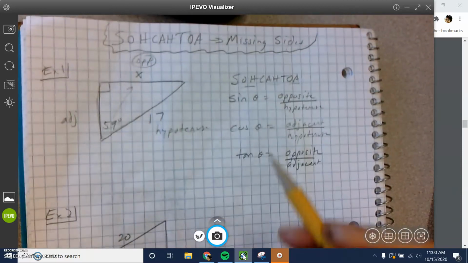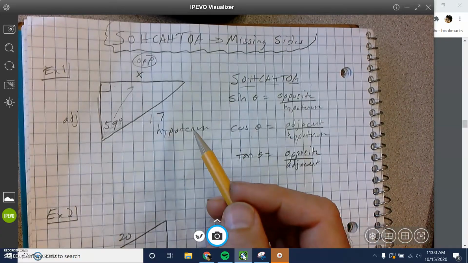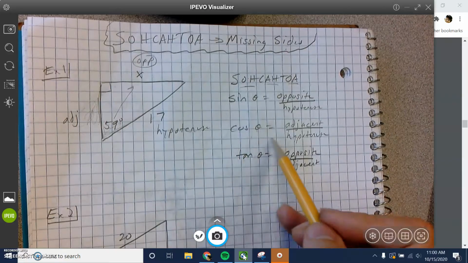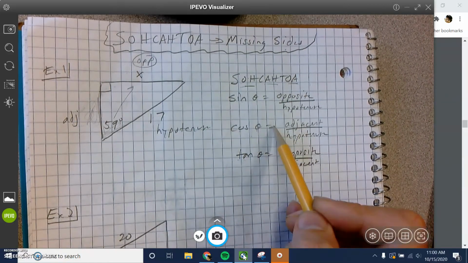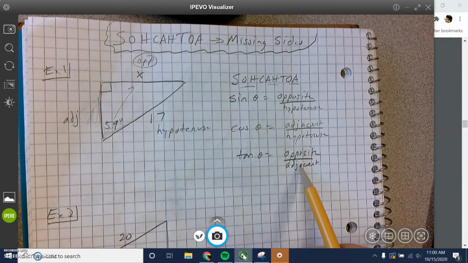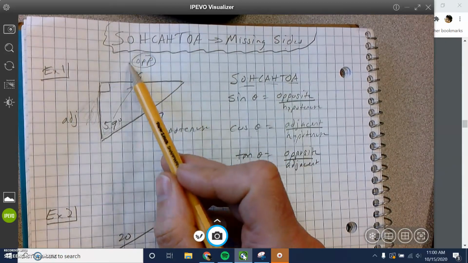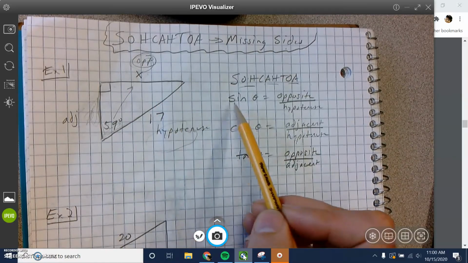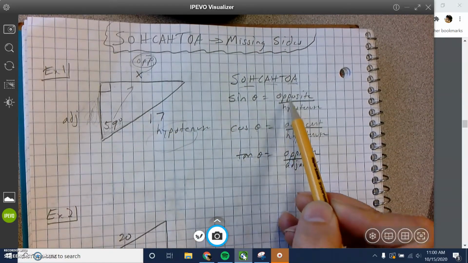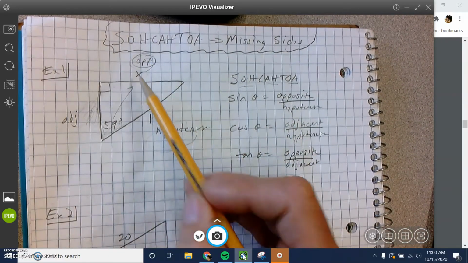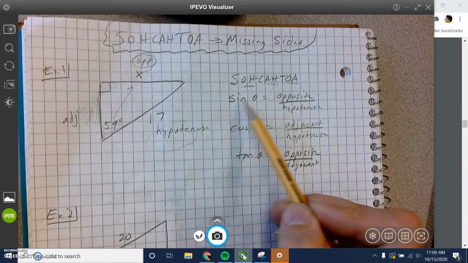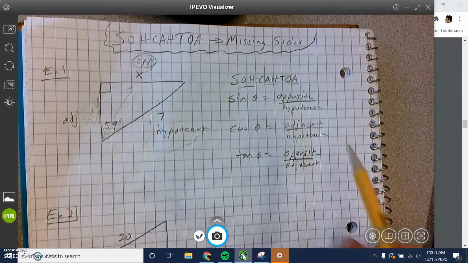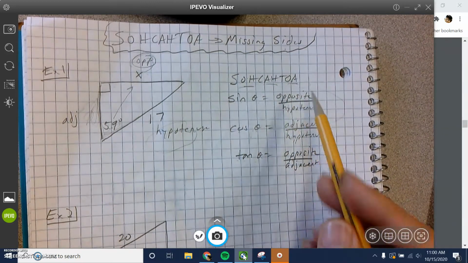Okay, so now I look, what do I have here? Adjacent is empty, so it can't be cosine because adjacent is empty. And it can't be tangent either because there's no adjacent, but there is opposite and hypotenuse. So I have x and 17 on the opposite and hypotenuse, so I have to use sine, because the given values of my triangle coincide with sine. There's no adjacent, so I can't use cosine. There's no adjacent, so I can't use tangent. So I have to use sine in this case.